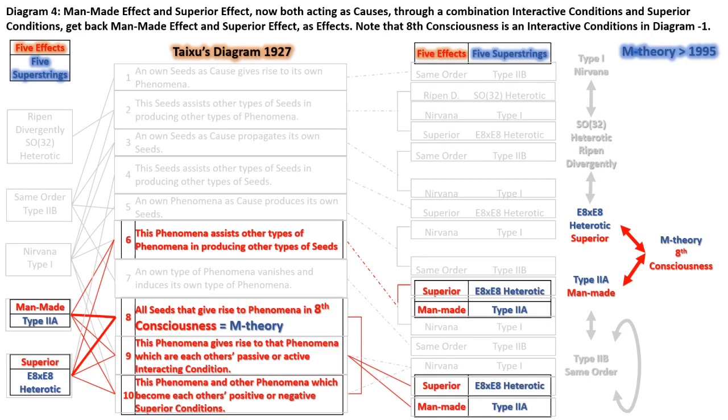Diagram 4 shows man-made effect and superior effect, now both acting as causes, through a combination of interactive conditions and superior conditions, get back man-made effect and superior effect, as effects. Note that eighth consciousness is an interactive condition in diagram -1.